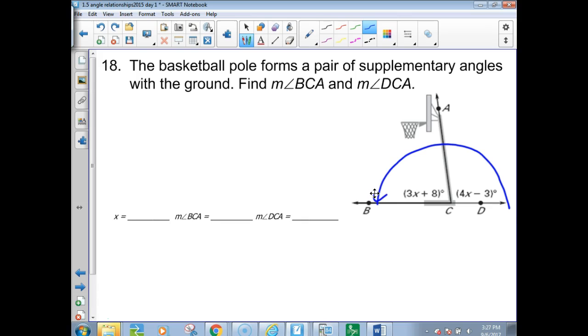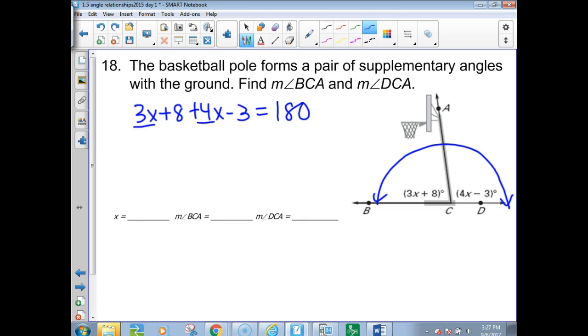There you go. 180. Basketball hoop. They do tend to lean a little bit forward, at least the ones that people have in their yards, in their driveways. Okay, so these angles add up to 180. Sometimes we line things up straight up and down, but that one's not straight up and down. So we don't want to assume it's at a 90-degree angle.